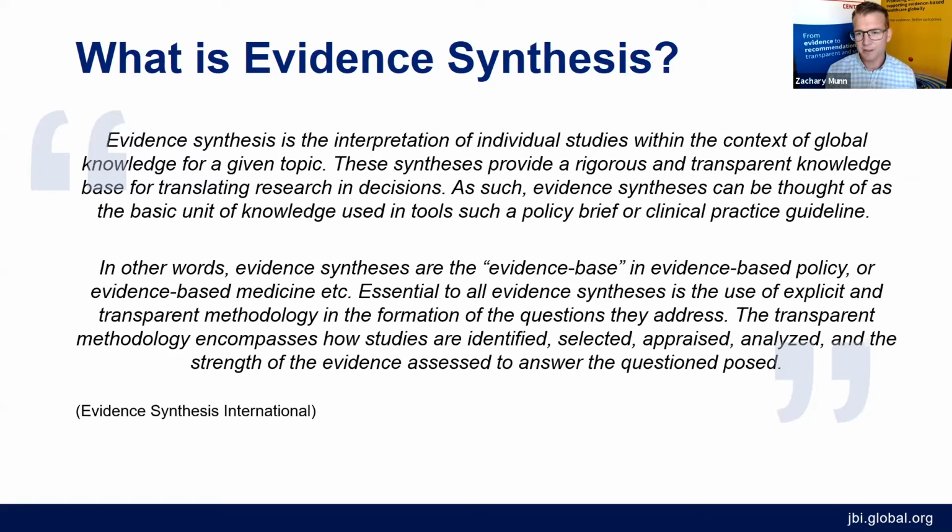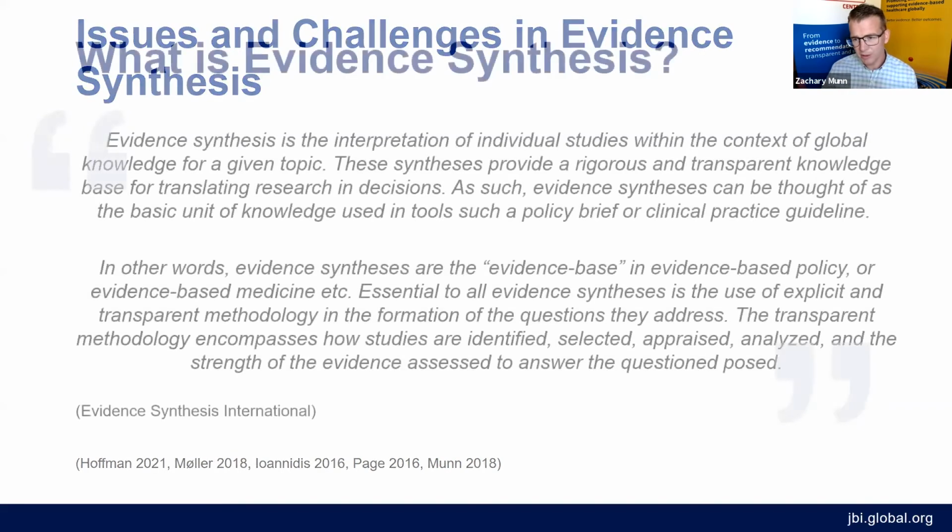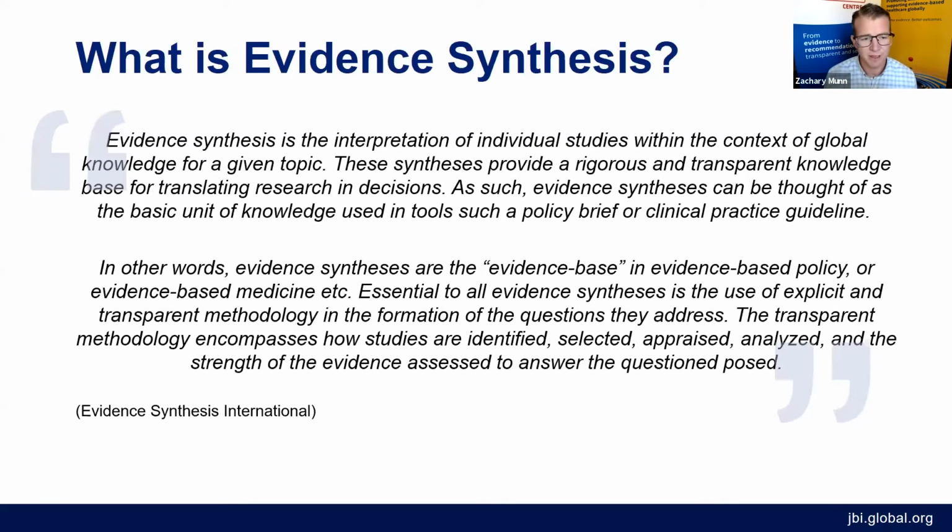And really it goes into the importance of evidence synthesis and the fact that evidence syntheses are the evidence base in evidence-based policy or evidence-based medicine, etc. And it goes on to the importance of explicit, transparent and rigorous methods for conducting evidence synthesis. But what I think is important is this is not a definition for systematic reviews, but rather evidence synthesis more generally. And what I want to talk about more today is all the different types of evidence syntheses.